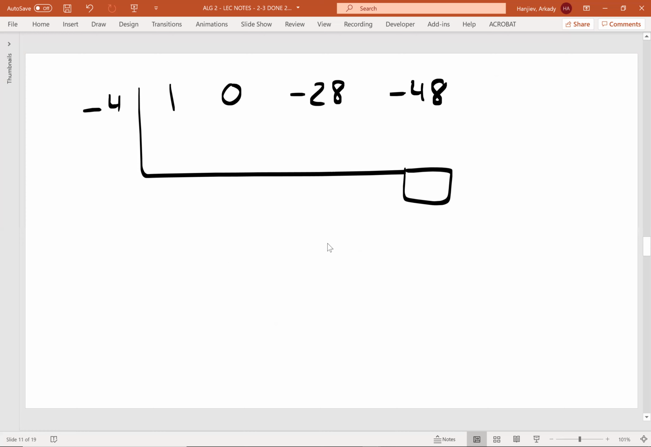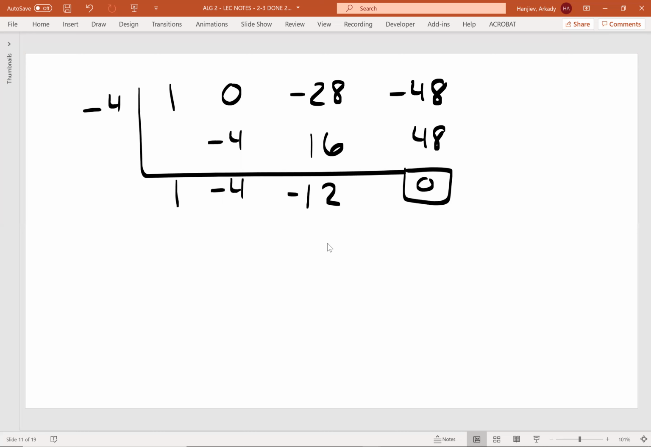Is that true? Because I already know that -4 is a solution. Then I should have a remaining polynomial here. All right, let's go with it. So 1 goes down. 1 times -4. 0 plus -4 is -4. -4 times -4 is 16. -28 plus 16, that's -12. -12 times -4 is a positive 48. Oh, voila, I got it.